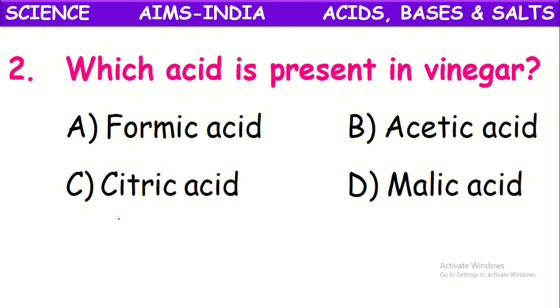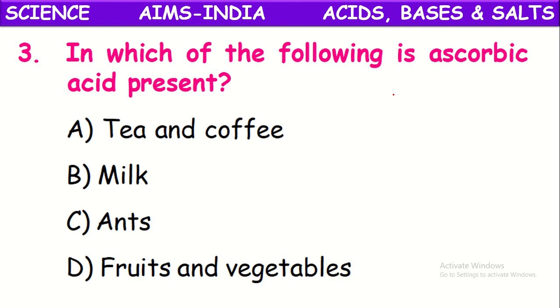Next, which acid is present in vinegar? We know vinegar contains acetic acid. Next, in which of the following is ascorbic acid present? We know ascorbic acid is nothing but vitamin C. It is present in fruits and vegetables, like citrus fruits such as lemon and orange. These fruits are rich in ascorbic acid. They provide vitamin C to our body.